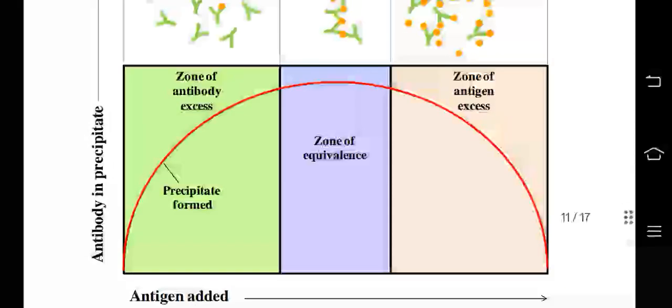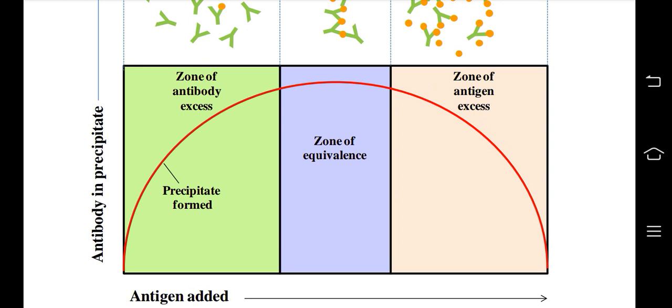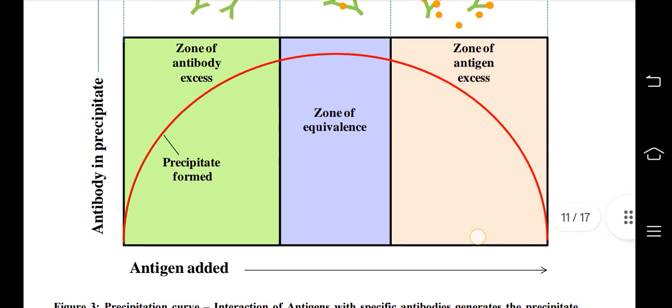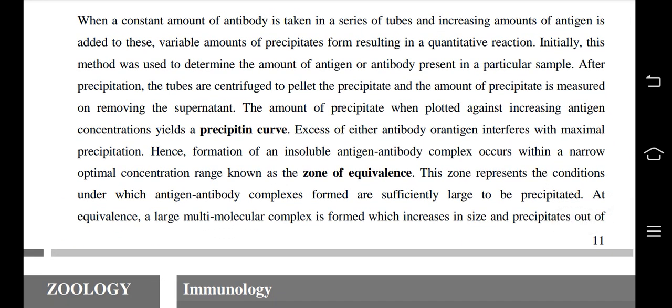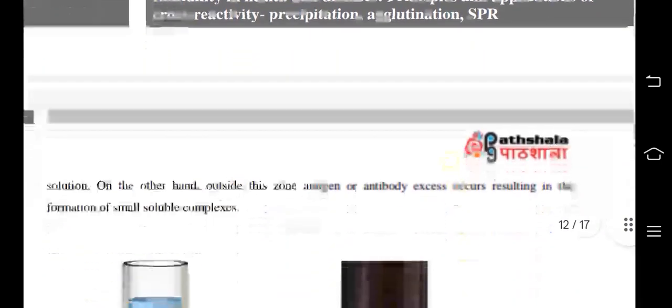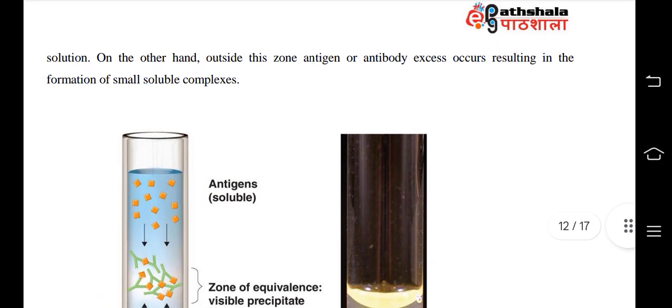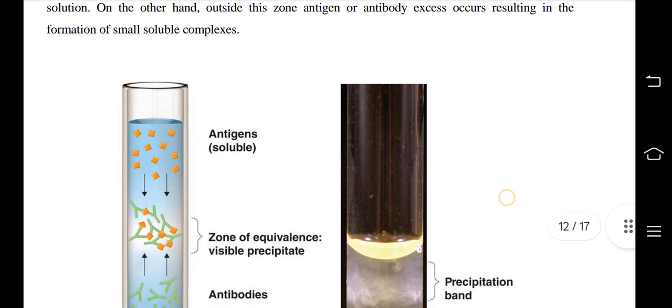From this, we can see the zone of equivalence, zone of antibody excess, zone of antigen excess, and precipitate formed along with the zone of equivalence. This zone represents the conditions under which antigen-antibody complexes formed are sufficiently large to be precipitated. At equivalence, a large multimolecular complex is formed which increases in size and precipitates out of solution. Outside this zone, antigen or antibody excess results in the formation of small soluble complexes.